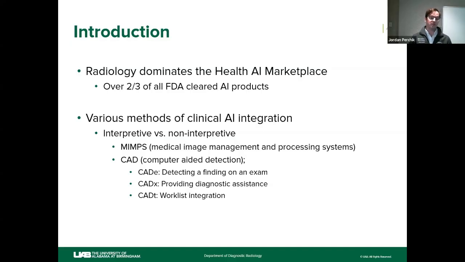That would be a computer-aided detection application, or CAD, and there are 3 different subtypes of CAD. You have CAD-E, where you are detecting a finding on exam. CAD-X, which is computer-aided diagnosis, providing diagnostic assistance or a diagnostic category. And then you have CAD-T, which is computer-aided triage. This is a tool that's integrated with the work list. It might provide a work list flag for an emergent study, but it goes beyond just the image interpreter, or just the image itself. It's integrated with the work list.